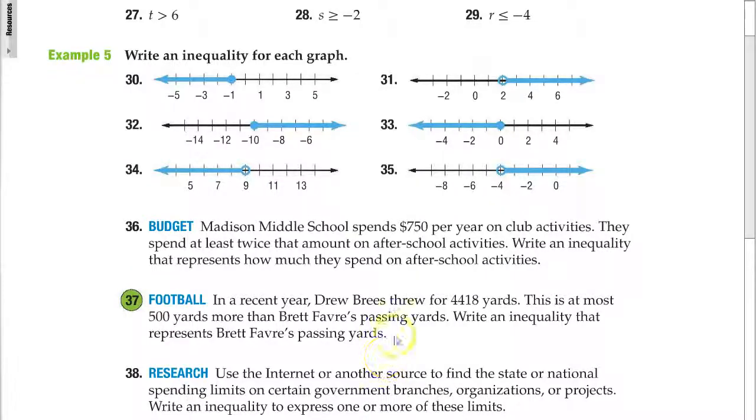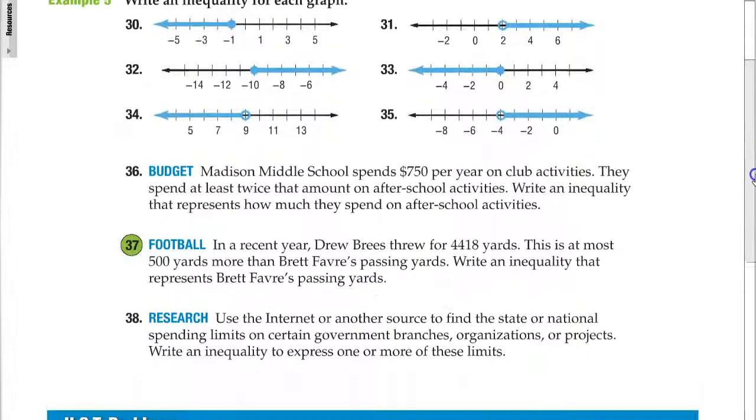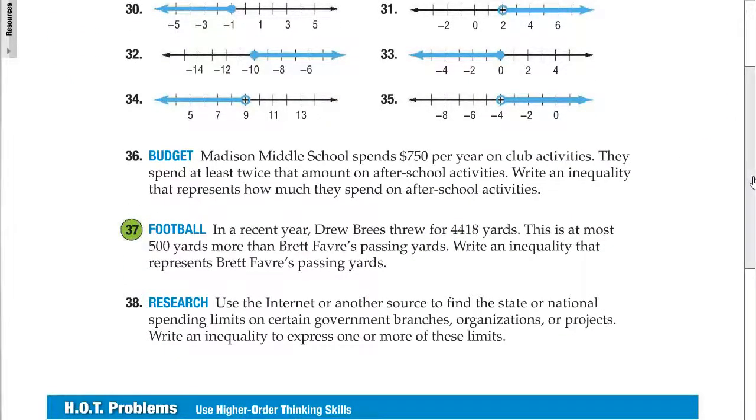Then let's jump up here. 36, 37, and 38 are word problems, so let's look at 36. It says Madison Middle School spends $750 per year on club activities. They spend at least twice that amount on after-school activities. Write an inequality that represents how much they spend on after-school activities. At the beginning, we know we have club activities, so I'm going to call C club activities, and A after-school activities.